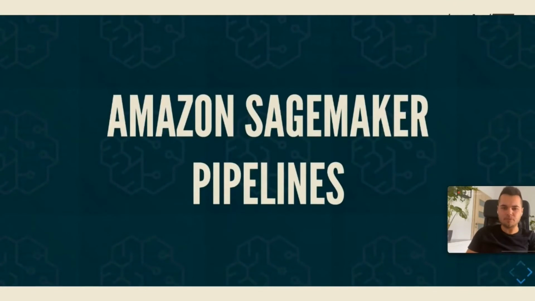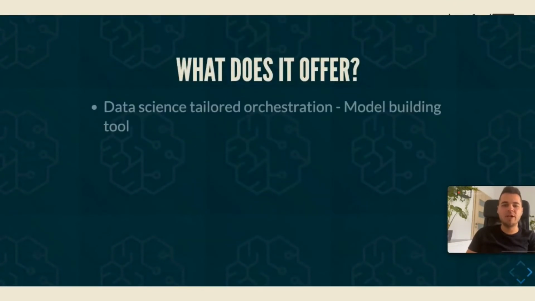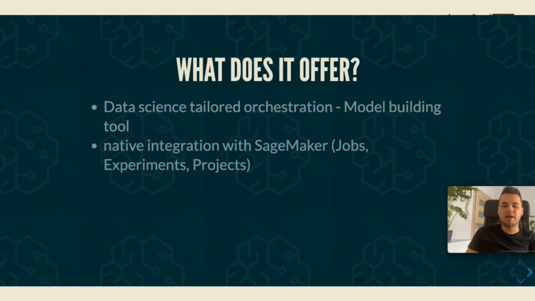The second service is Amazon SageMaker Pipelines. What is it? Well, it's a data science tailored orchestration service. It's a model building tool. It's a service for data scientists to automate their model building parts in SageMaker. It integrates natively with SageMaker's offerings like jobs, experiments, projects, and so on.